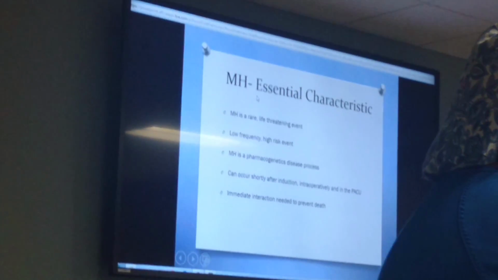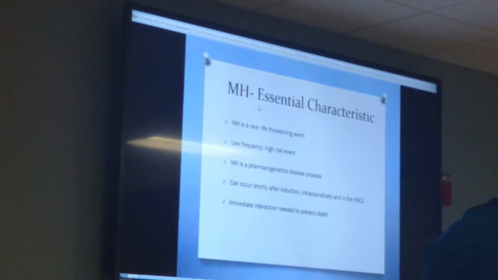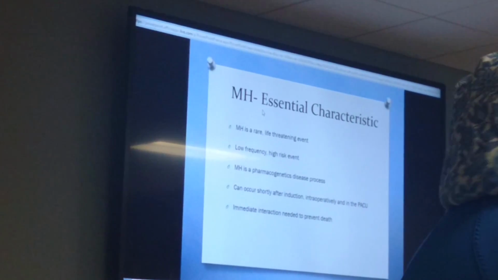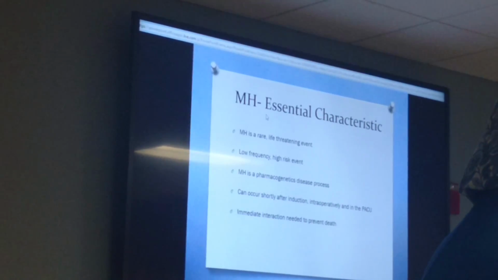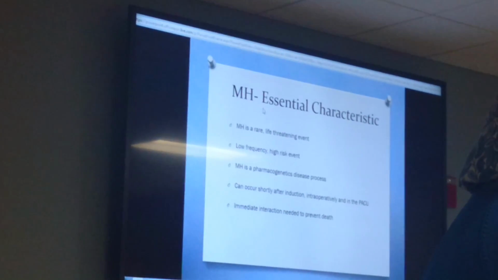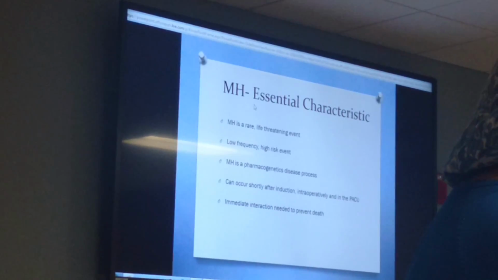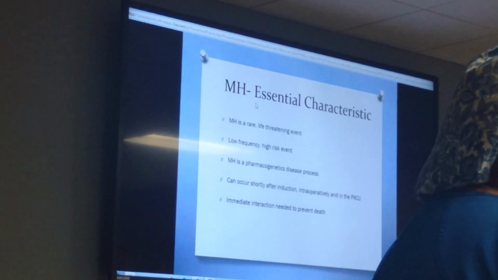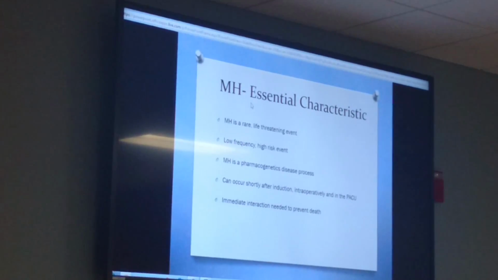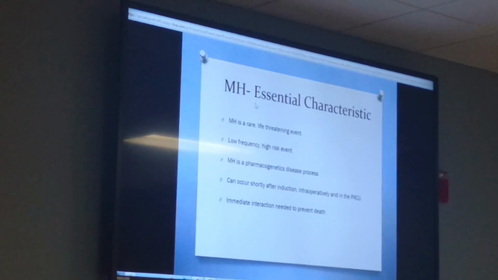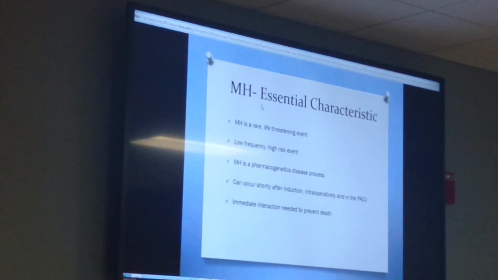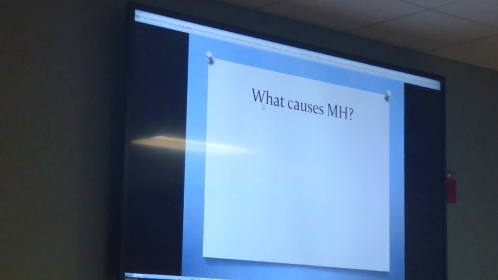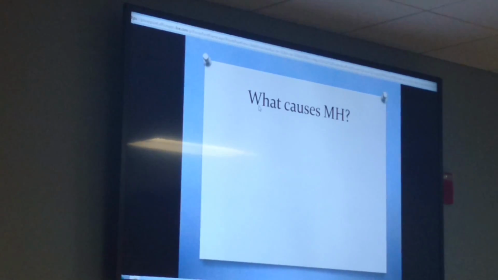So we do mandatory in-services every year on this. It can occur shortly after induction, or it can appear in the operating room during the procedure, or it can appear post-operatively in the PACU. So you have to interact and do something immediately, otherwise the patient will die. If you don't treat this at all, the patient will end up dying. So what causes MH?